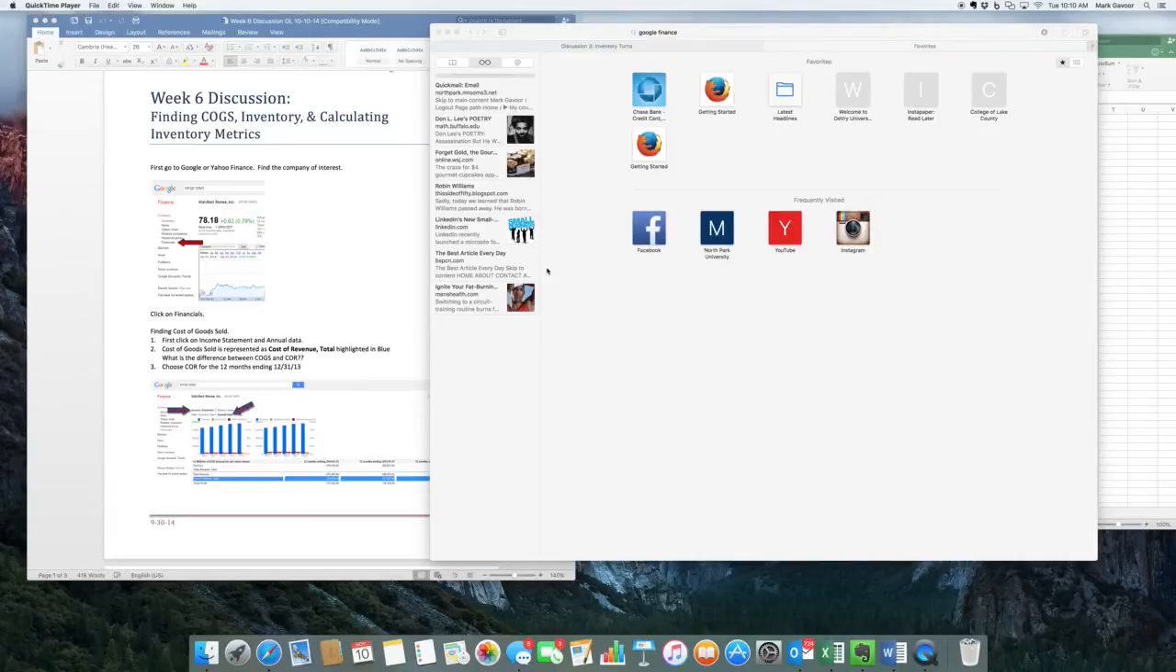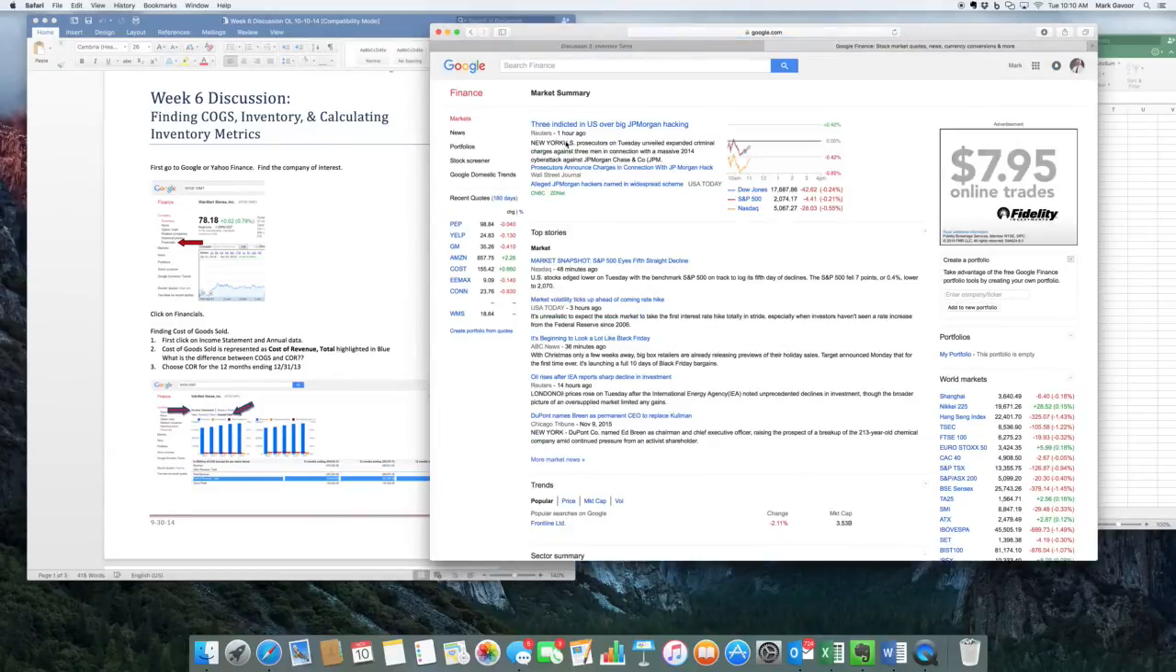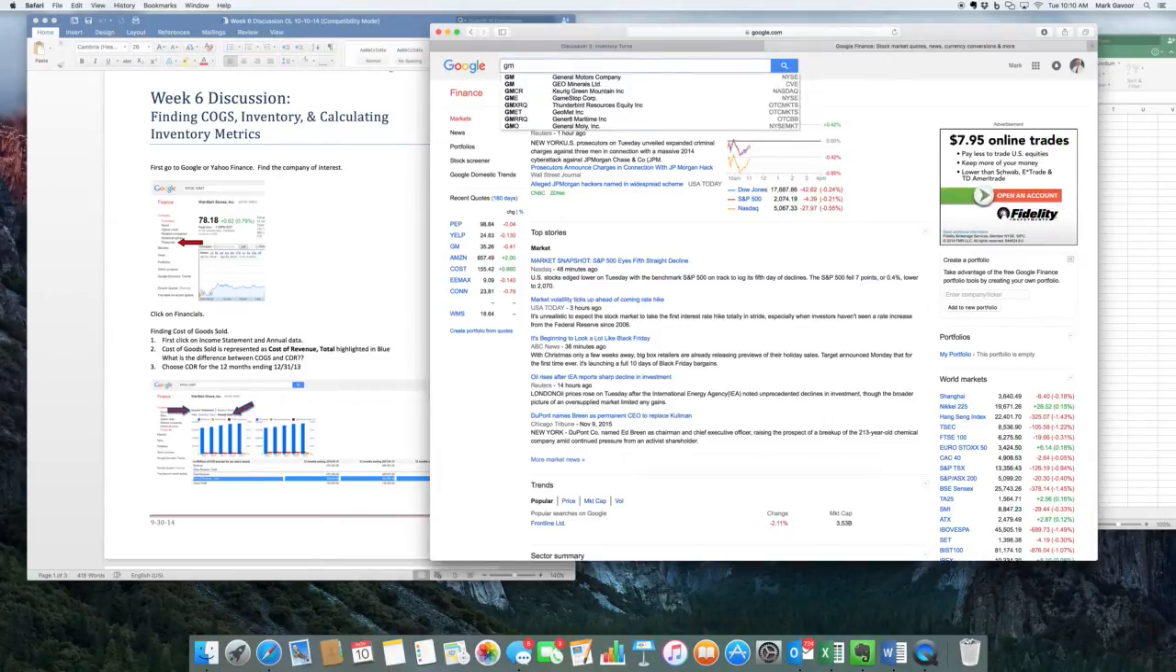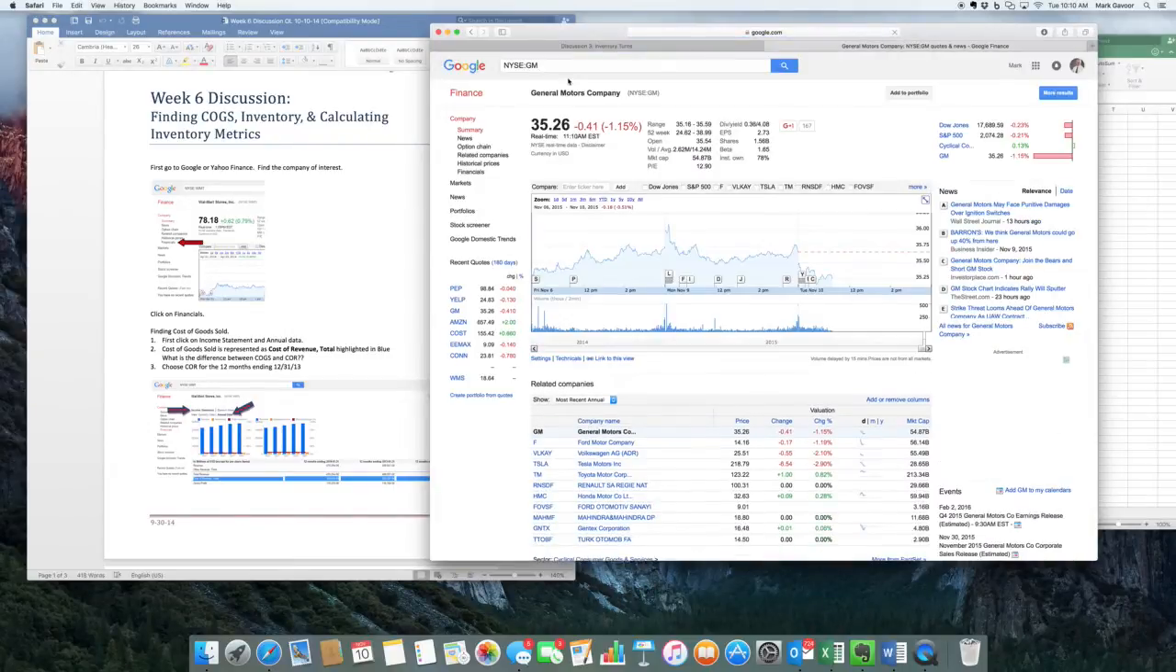I'm going to show how to calculate inventory turns and days coverage using Google Finance and Excel. First, you want to go to Google Finance. The stock I'm going to use today is General Motors. So if I'm searching finance, I put in GM and it shows General Motors. And I click on it.